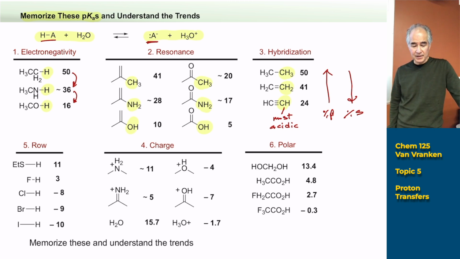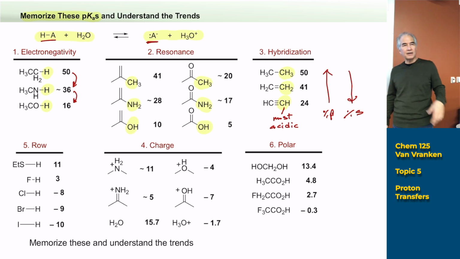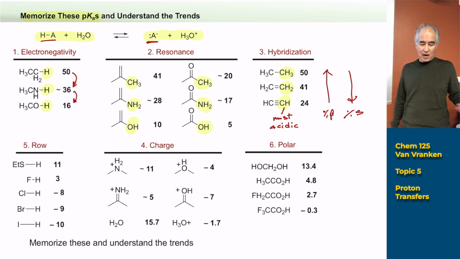Again, these are huge numbers. 26 orders of magnitude, that's more than a mole, right? 26 orders of magnitude is massive. Don't get lost in the teeny tiny effects in organic chemistry. These big effects of hybridization, of electronegativity, of resonance are the ones you need to pay attention to.